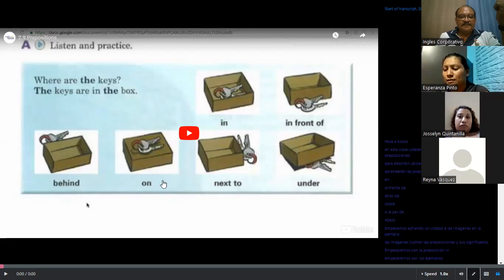Then on. Encima. Sobre. Encima o sobre, correct. Next to. A la par, correct. And under. Debajo. Abajo. Okay, abajo de.